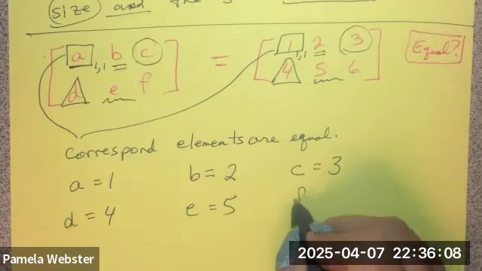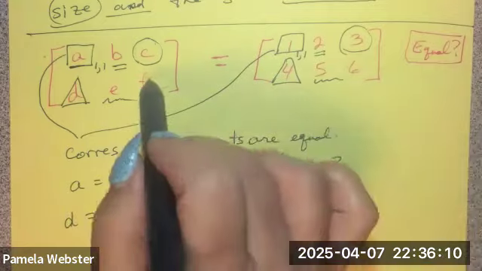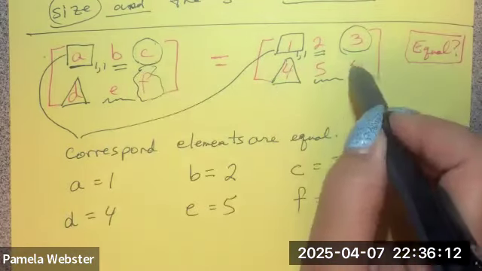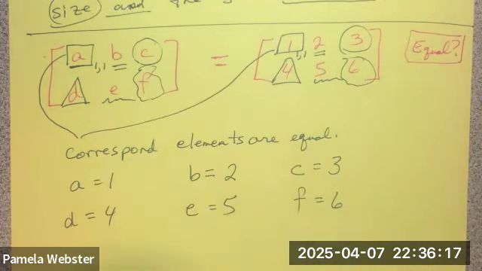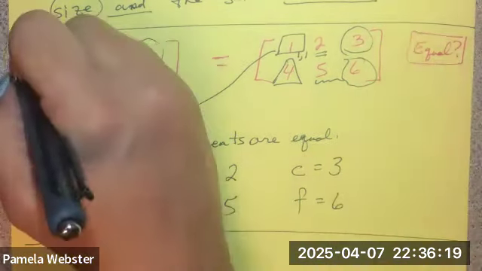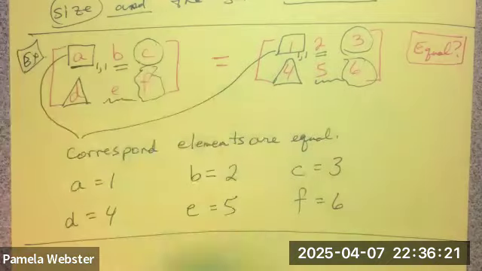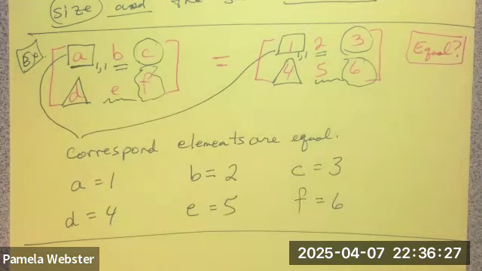5. And what do you think F is? F equals 6, right? Okay. So absolutely we can do that kind of thing. That's my example for, hey, if two matrices have the same size and we set them equal to each other, then we can set them one element at a time equal to each other if we want to.